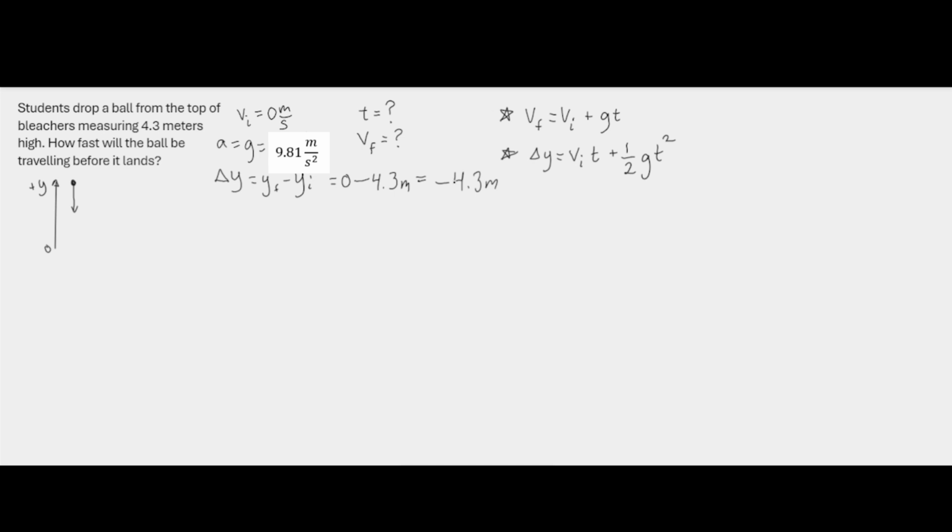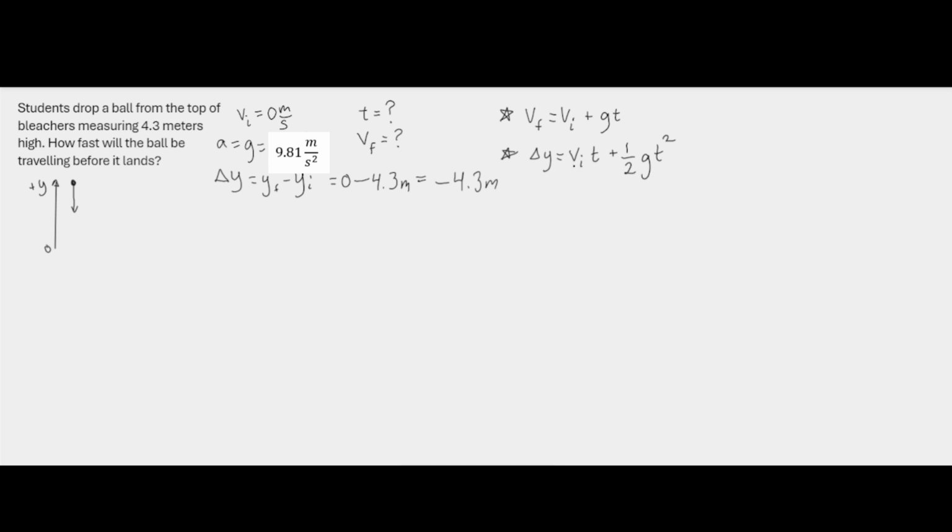So I have a delta y. I have an initial velocity. We know that's 0. I don't have a time, but if this initial velocity is 0, well, this term right here is 0. And I know the value of g. The only value I don't know is t, and I have all the other values, so I can solve for t. So let's do that.